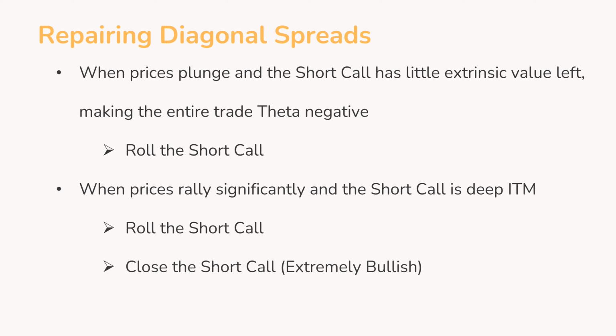So this entire trade becomes a long call position, and you only do this when you're extremely bullish on the stock, because remember, if you only keep the long call side of the diagonal spread, you're hurting from the time decay because you don't have the short call to compensate for it. So that's pretty much the 2 situations that will force you to try and repair your diagonal spreads.